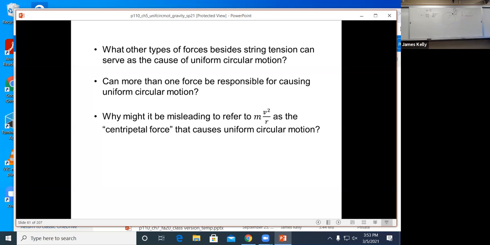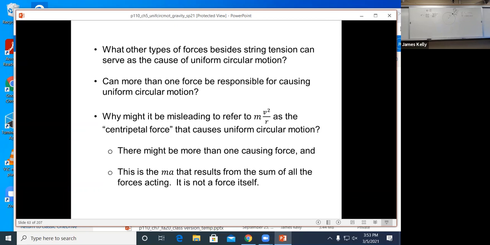And so there are 2 points I want to make here. There might be more than one force that causes it, like the tension and the gravity for that conical pendulum I was just demonstrating. But more to the point, when you do m times v squared over r, this is like ma. This is the ma part of F net equals ma. You don't put forces on this side, you put forces on this side. So I shouldn't think of this as a force. This is what happens as a result of all the forces, which are perfectly ordinary forces that we already talked about in chapter 4. We're not going to introduce any new ones, at least at the beginning.